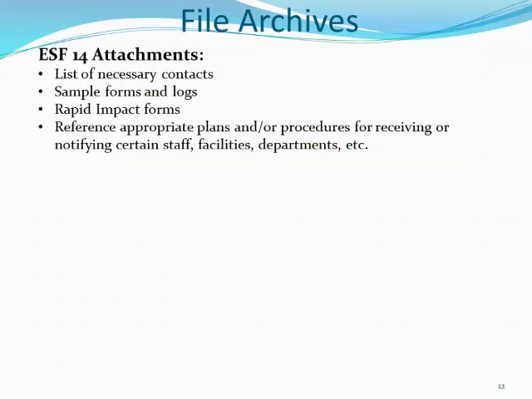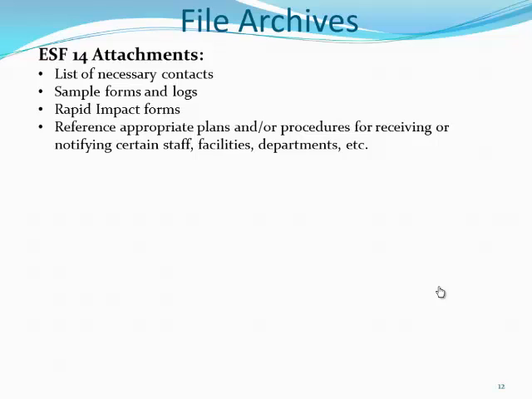Okay, so that's most of the information that you'll need to include. It's a very brief overview of that information, and so make sure that you look through all of those things. You can find the Kansas Planning Standards online and go through and make sure you're including all of the information that you need into that section of the EOP in order to complete the ESF 14 section. So now let's take a look at the file archive section with ESF 14.